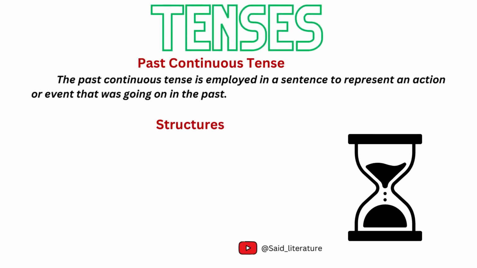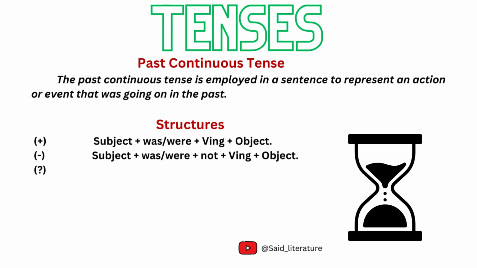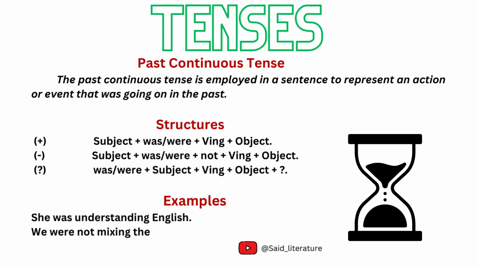The past continuous tense is employed in a sentence to represent an action or event that was going on in the past. Structures of the past continuous tense are positive, subject plus was, were, plus first form of verb plus ing plus object. Negative, subject plus was, were plus not plus first form of verb plus ing plus object. Interrogative, was, were plus subject plus first form of verb plus ing plus object plus question mark.